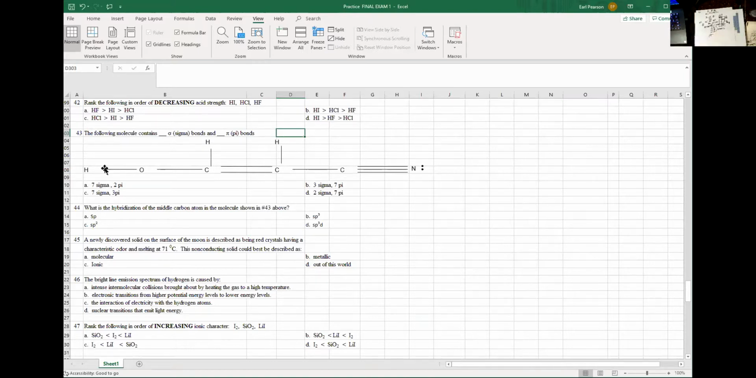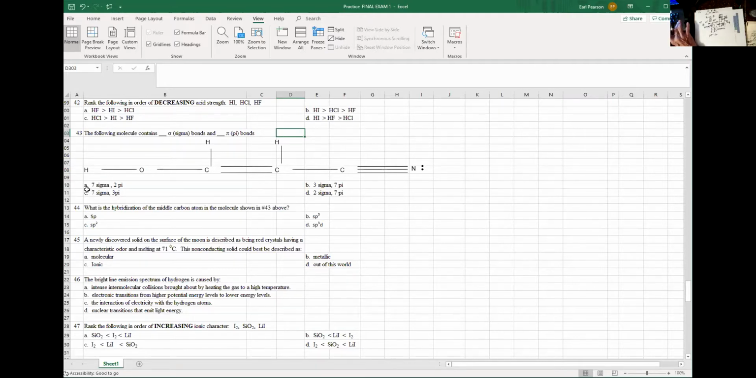You're with me on the exam? So it could be either A or C. It could not be B or D. How many pi bonds does it have? Well, it's got 1 here and 2 here, so it's got 3. So it's 7 sigmas and 3 pi's. That's going to be response C. So we're good.